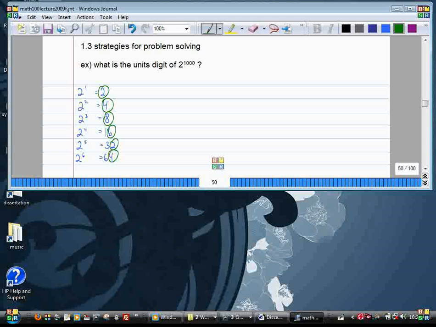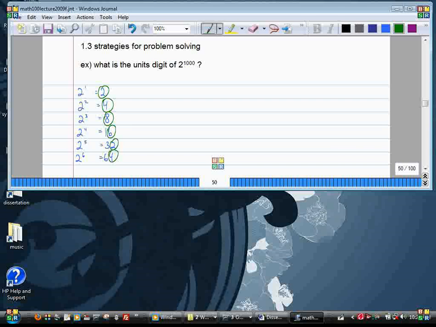The pattern is 2, 4, 8, 6, 2, 4, 8, 6. Every 4 numbers, what happens? It starts over. So for example, 2 to the 4, the units digit is 6. When is that going to happen again? 2 to the 8. And then when is it going to happen again? 2 to the 12. And then it's going to happen again at 2 to the 16. That's the pattern.